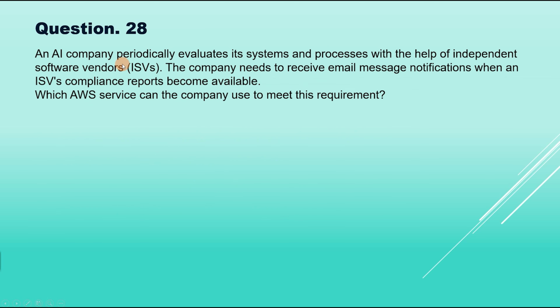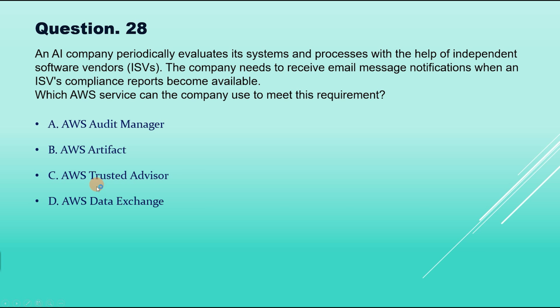Now question number 28. An AI company periodically evaluates its systems and processes with the help of independent software vendors. The company needs to receive email message notifications when an ISV's compliance report becomes available. Which AWS service can the company use to meet these requirements? And the options here are: option A, AWS Audit Manager; option B, AWS Artifact; option C, AWS Trusted Advisor; and option D, AWS Data Exchange.